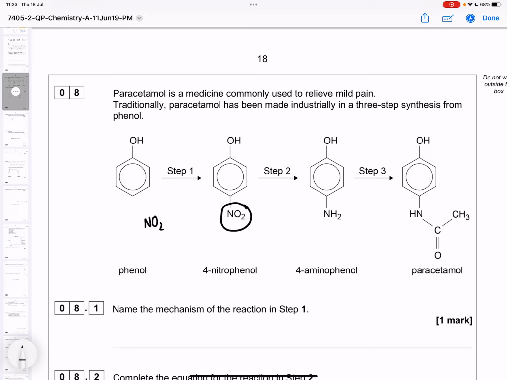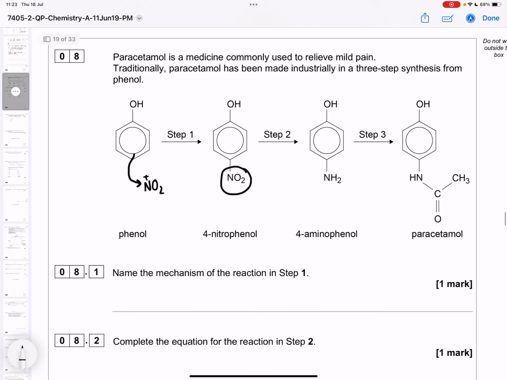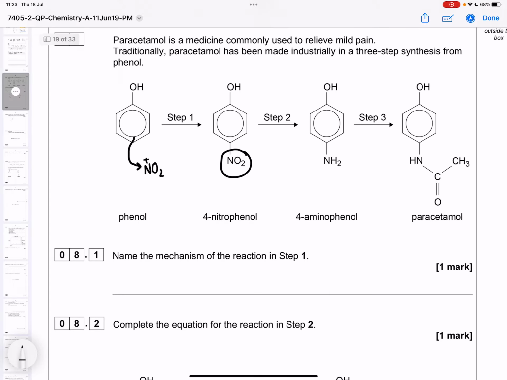So our mechanism involves the pi bond attacking a positive NO2, which would be accepting electrons. So we're going electrophilic and we're swapping it for a proton, a hydrogen ion. So electrophilic substitution.